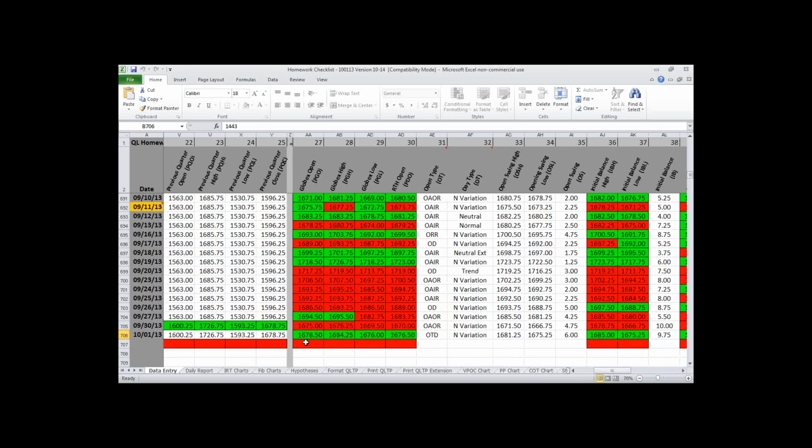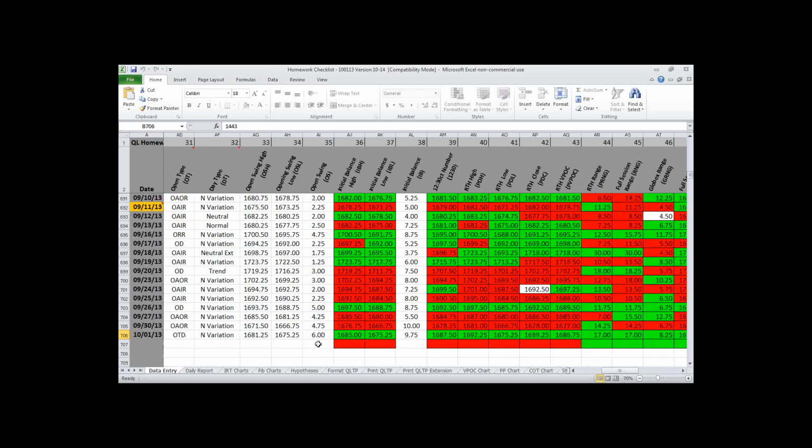Yesterday in the Globex, we opened at 1678.50. We had a high at 1684.25, a low of 1676, and we opened at 1676.50. We put the low in just before we opened. We had an open test drive in the RTH Open. We had a normal variation. We broke the IB to one side. Our opening swing high, 1681.25. Opening swing low, 1675.25 for a 6-point opening swing. Pretty wide opening swing. Gave us a pretty wide rotation.